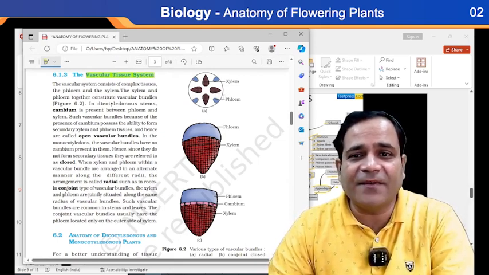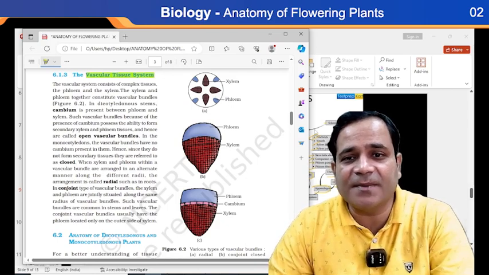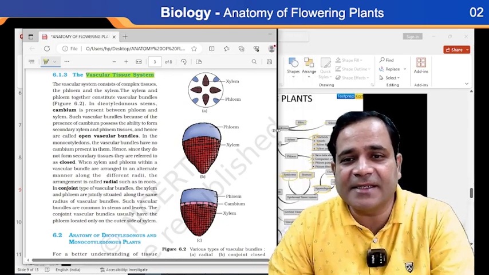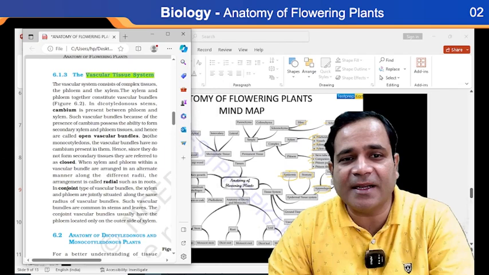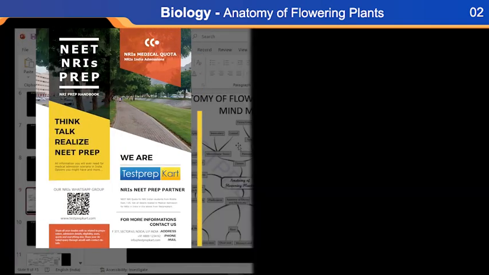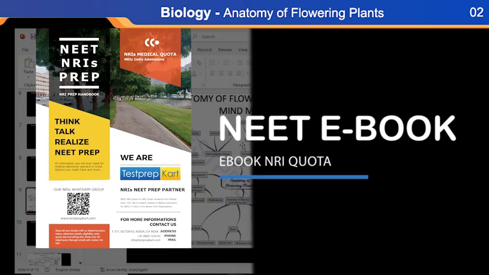So here, if I'm saying about this one, xylem and phloem, see here in a mind map also, my dear, what I'm going to tell you. Let's see. This one is the mind map.